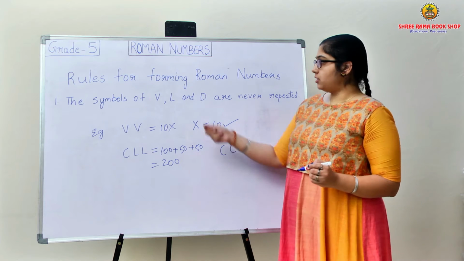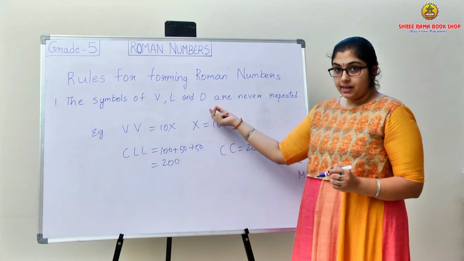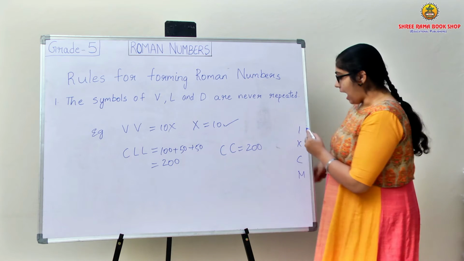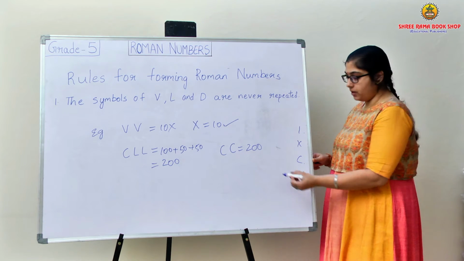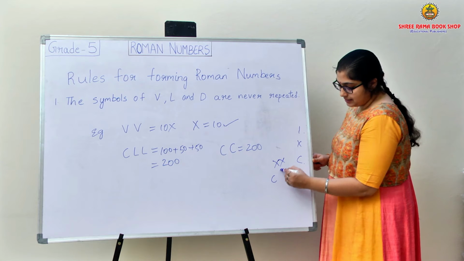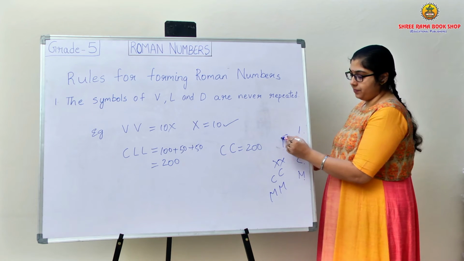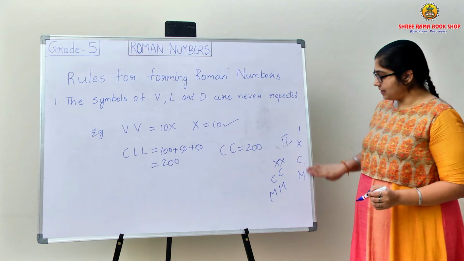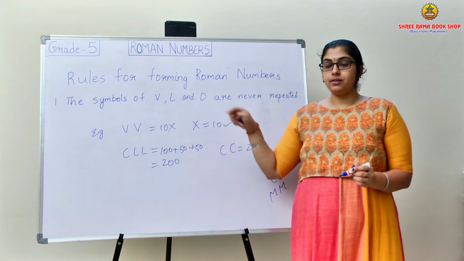So now you understood, right? You cannot repeat V, L and D. But the other symbols, that are I, X, C and M, can be repeated. You can write XX, you can write CC, you can write MM, you can write II, right? So you can repeat these symbols, but you cannot repeat V, L and D. Now we will go to the next rule.